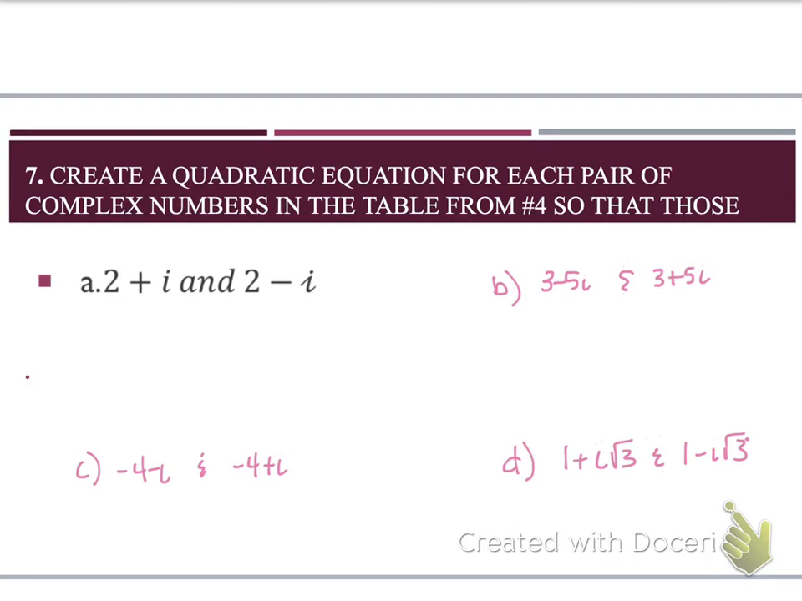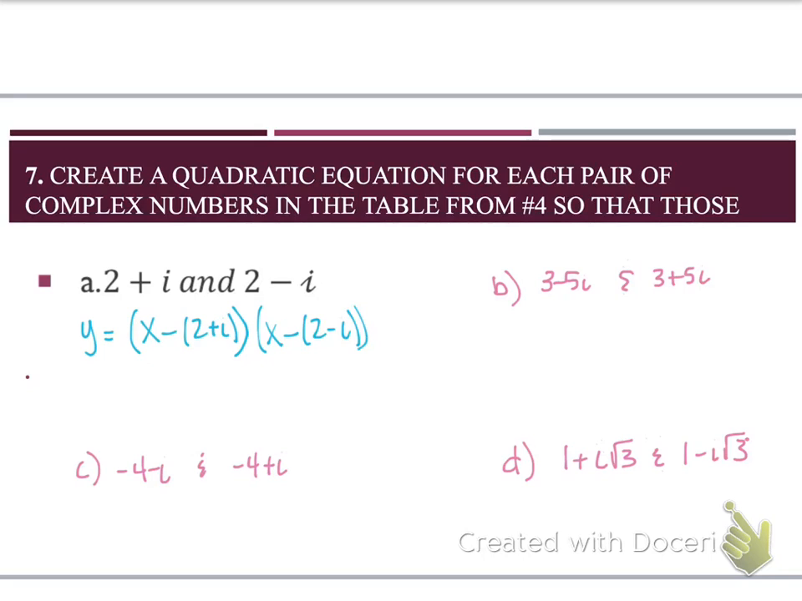Okay, so create a quadratic equation, a y equals x squared equation, for each pair of complex numbers in the table from number 4. Here we go. The long way of doing this would be to make these my x-intercepts. So x minus 2 plus i, and x minus 2 minus i, because you always flip it when you put it in.